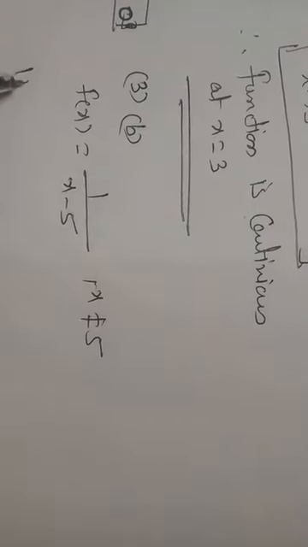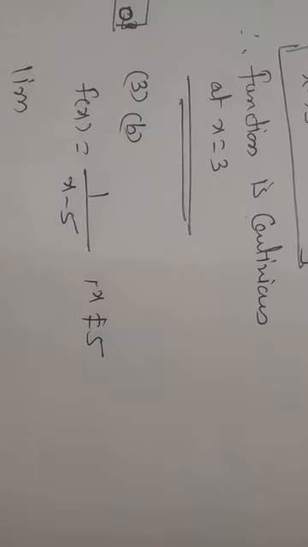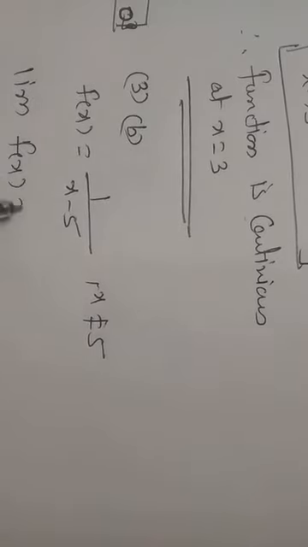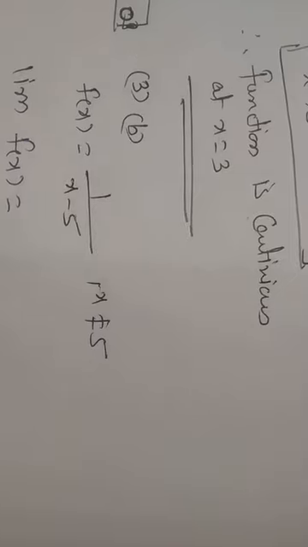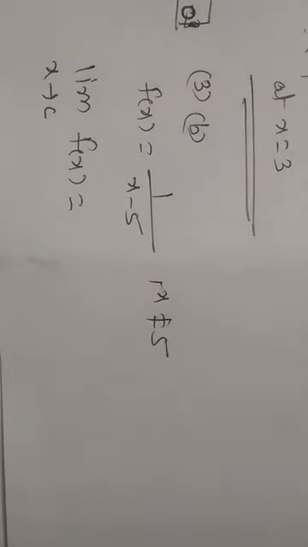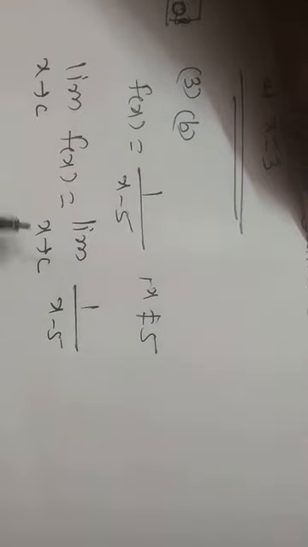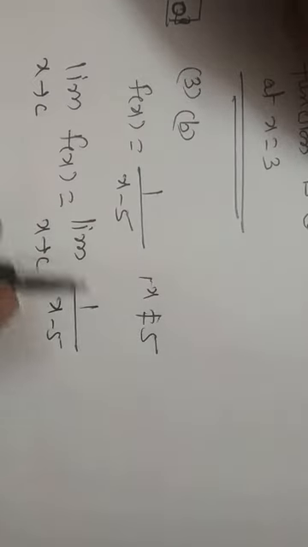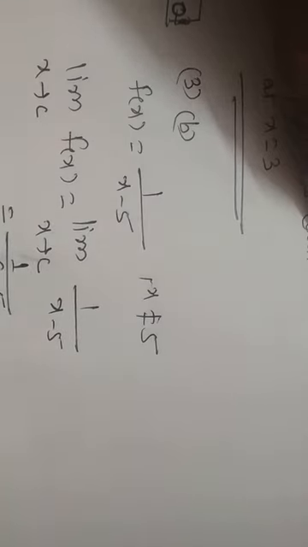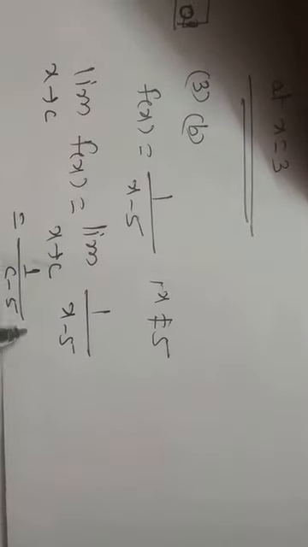Then limit x tends to c, f of x, taking c to be any number. Then limit x tends to c of 1 upon x minus 5. Here c is not equal to 5. Put the limit, that is 1 upon c minus 5. That is equation number 1, suppose.